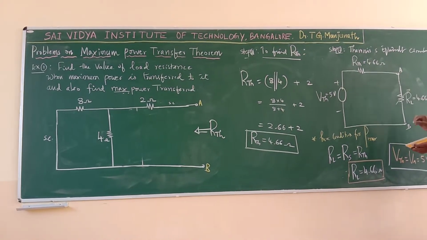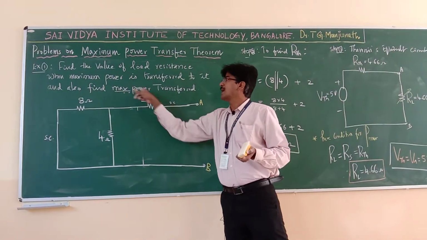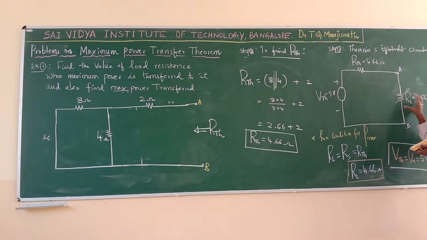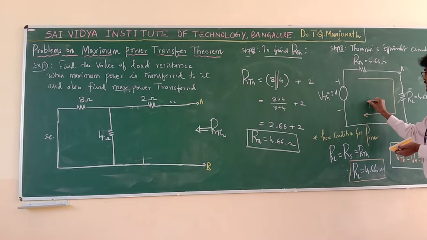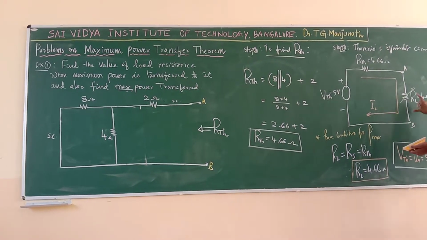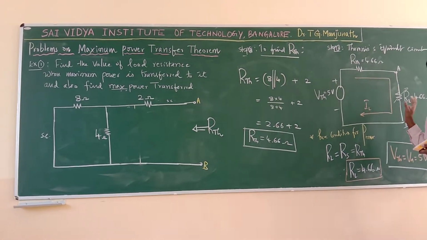4.66. So, after finding this, you also have to find the maximum power transferred. What is the power transferred to the load? To find that, take the load current IL, find IL, then power is equal to I squared into RL. That's all.